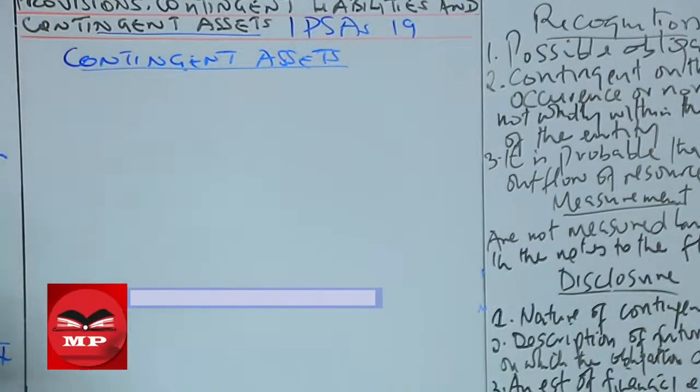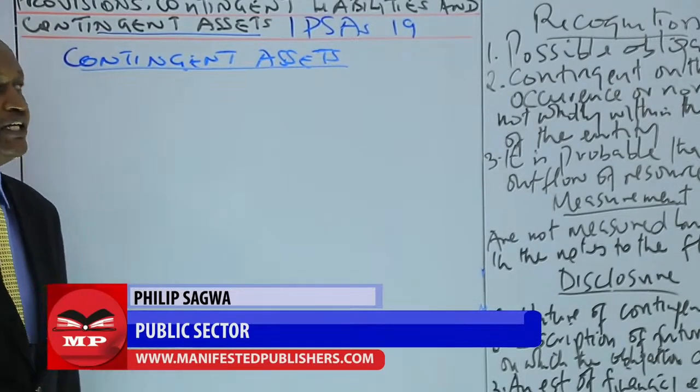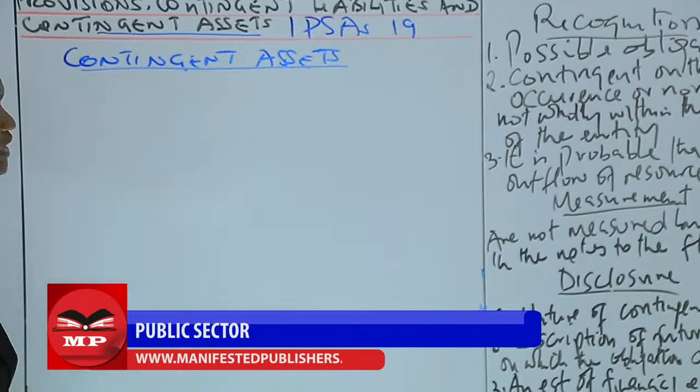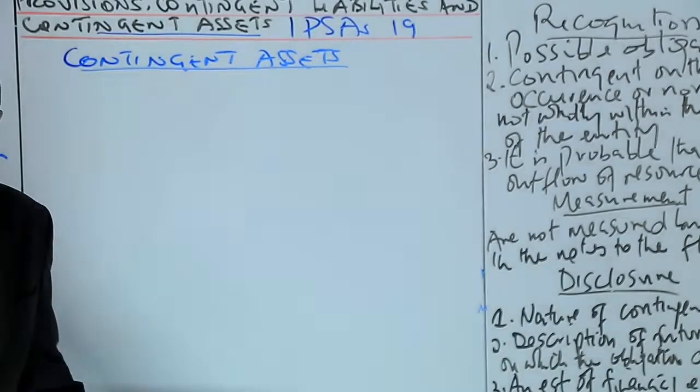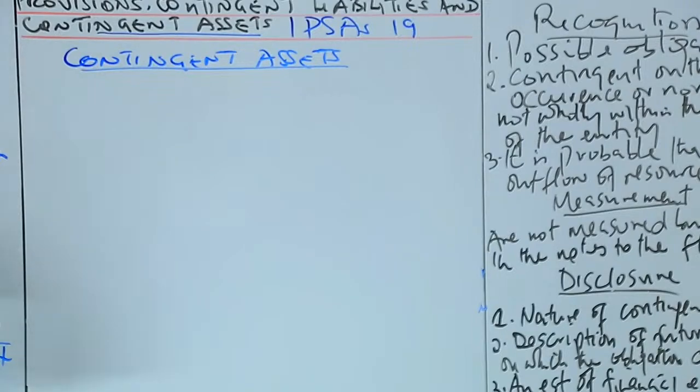What are contingent assets? What are examples of contingent assets? What are the key requirements of IPSAS number 19 in relation to contingent assets? That's what we are going to discuss next. Contingent asset. What is a contingent asset?